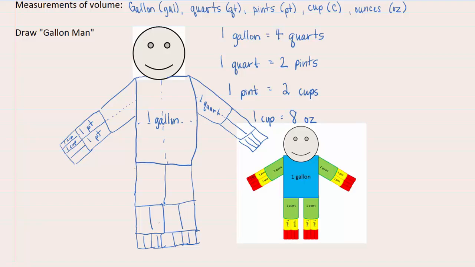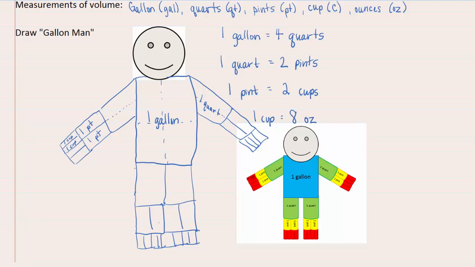We are simply going to keep with having the 1 gallon equals 4 quarts, 1 quart equals 2 pints, 1 pint equals 2 cups, and 1 cup equals 8 ounces. Some people find it easier to compare all of them to gallons and say that 4 quarts equals 1 gallon, 8 pints equals 1 gallon, and 16 cups equals 1 gallon.